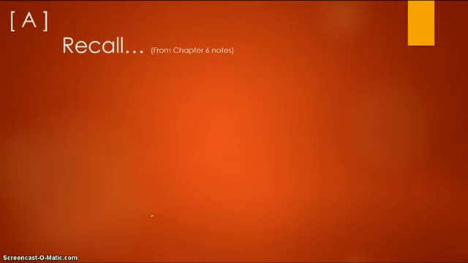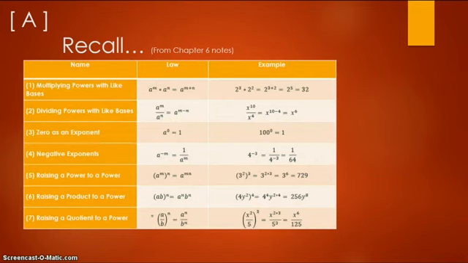We recall from chapter 6 notes, a giant chart of multiplying powers like bases, dividing powers like bases, a whole list of things we've covered. We need to know them. In a nutshell, you need to know all of these and exactly how to use them, because we're going to do them now with rational exponents.